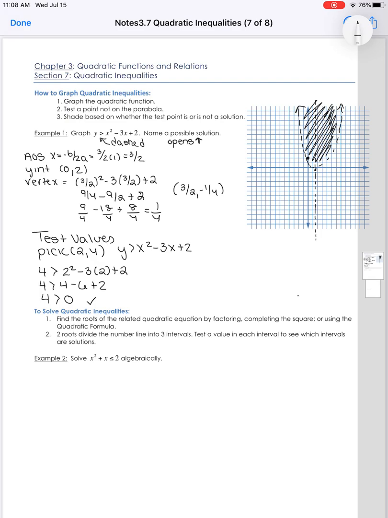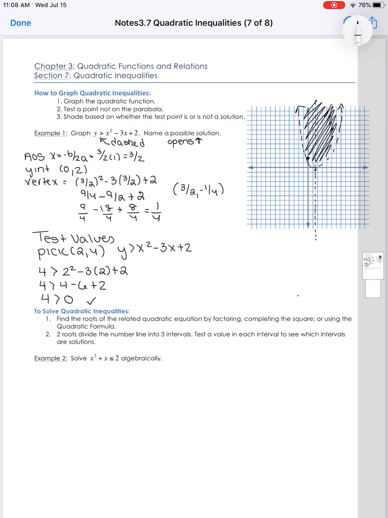So if that is true, wherever (2, 4) falls, that's true, and everywhere in that region is, which means I'm going to shade everywhere inside of that parabola. Now, if I got it so that the statement was false, I would then shade wherever (2, 4) was not, so that would be on the outskirts of that parabola. But again, testing the points is the crucial part. And you only need to test one, because if it's true for one, it's true for everything in that particular region.